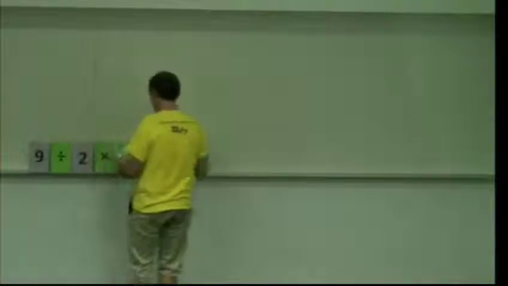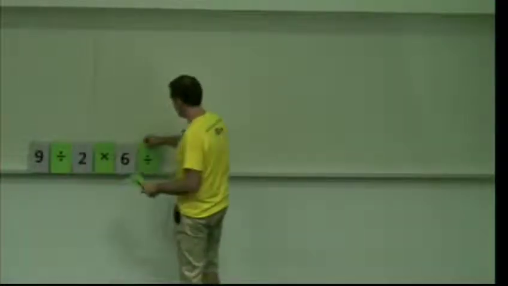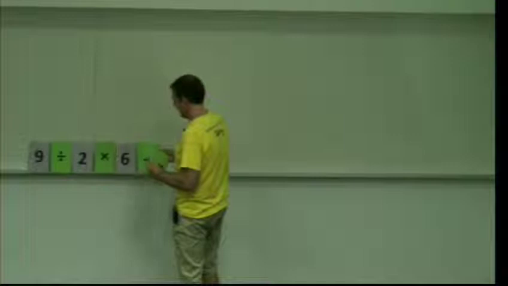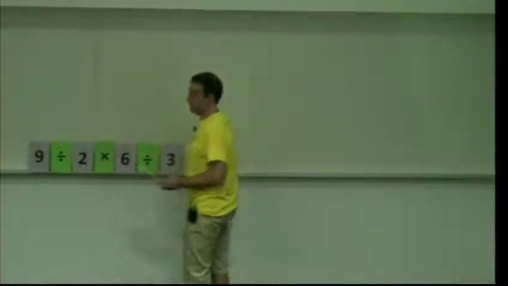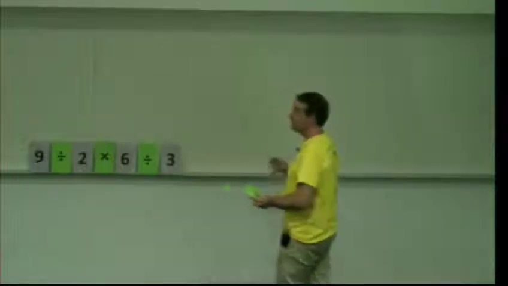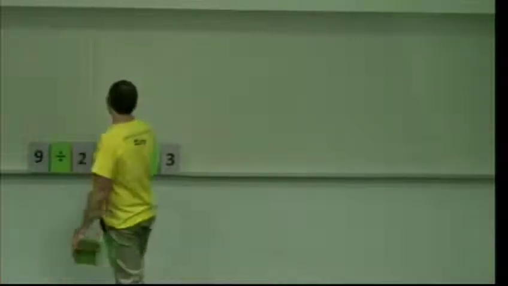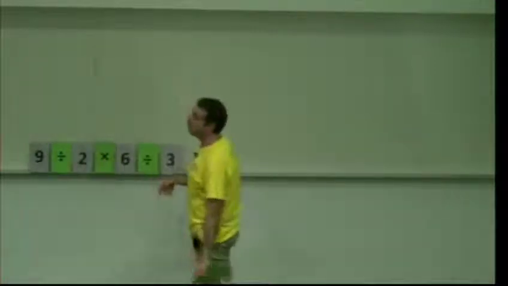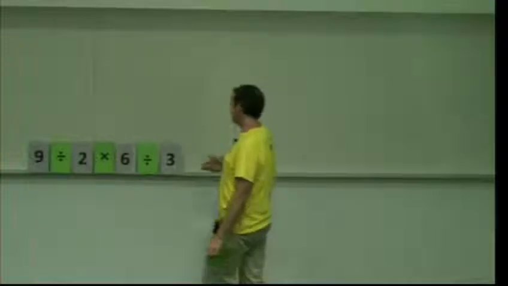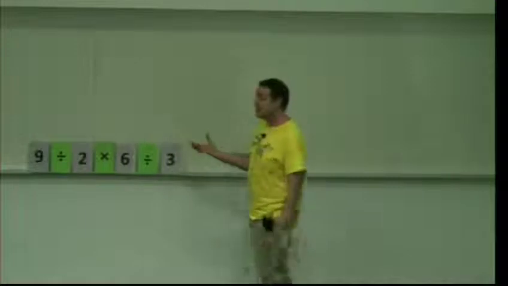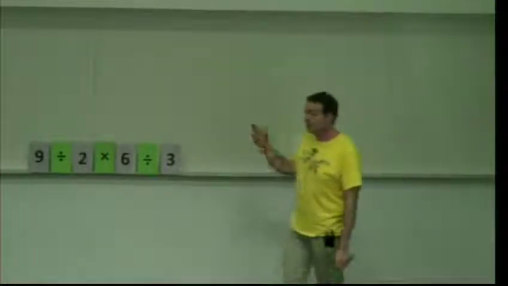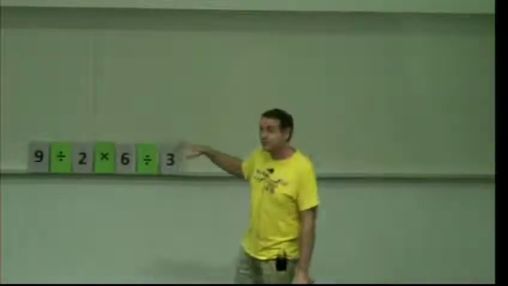Just going to make a different expression that is a different answer. Your classic order of operations tells you that you're supposed to do timeses and divides in the order that they come. You're supposed to do 9 divided by 2, which is 4.5, times 6, which would be 24, it's 27, and then divide by 3, which would be 9. Okay, but that's not necessary at all. How do you think I'm allowed to rearrange things with timeses and divides?